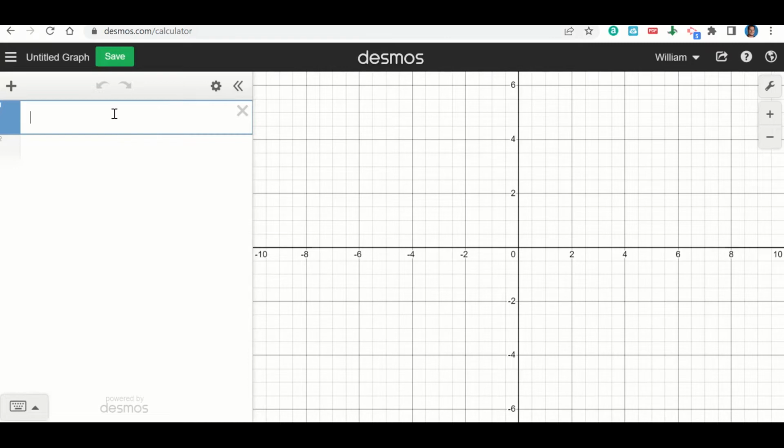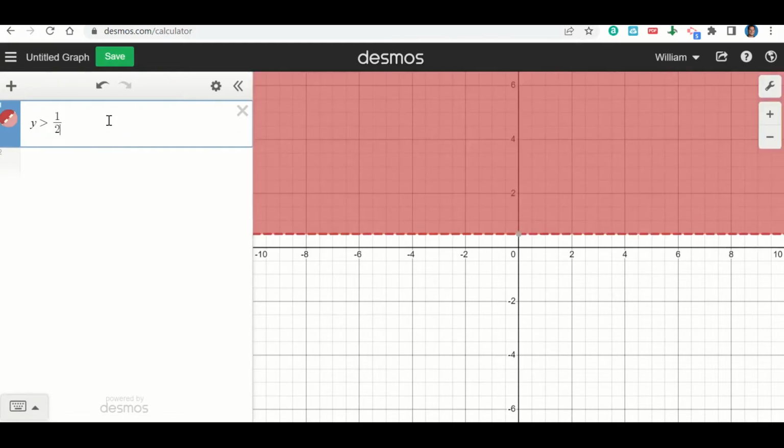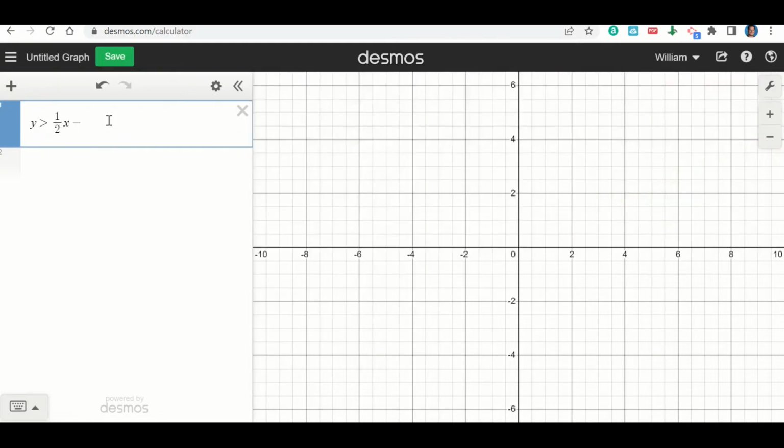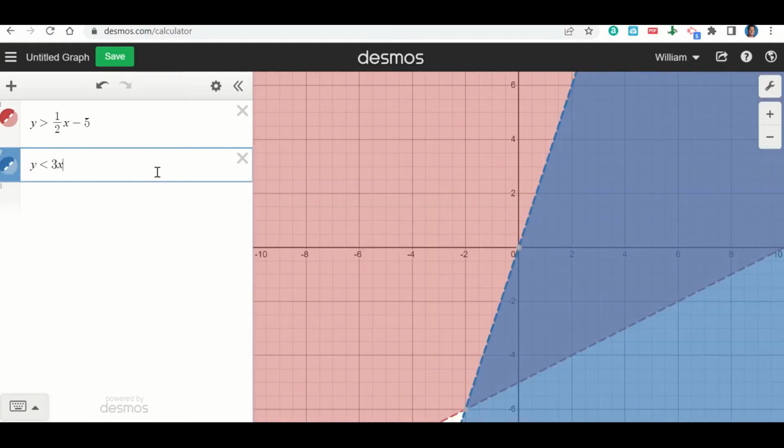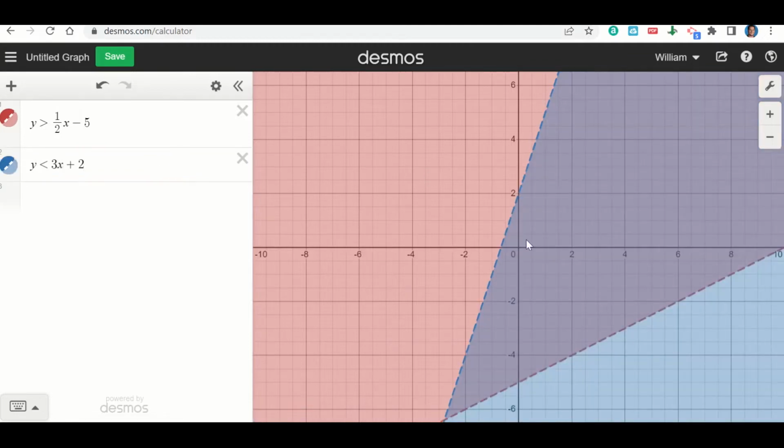And on the left side, I can enter the two inequalities that I want to look at. So let's go ahead and put one in. Y is greater than 1/2 x minus 5. So there's my first one. And then I'm going to put my second one in. Y is less than 3x plus 2. Okay, and now we can see where we have our two lines that are drawn.